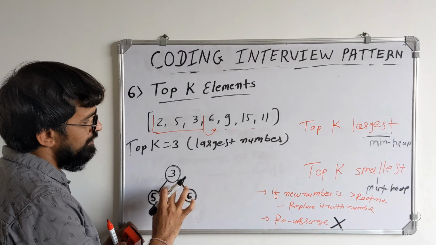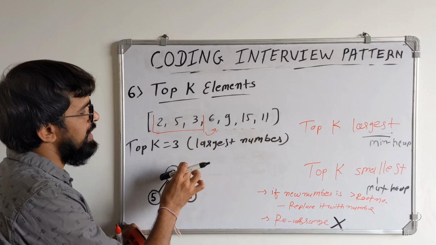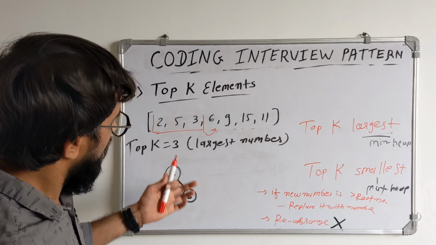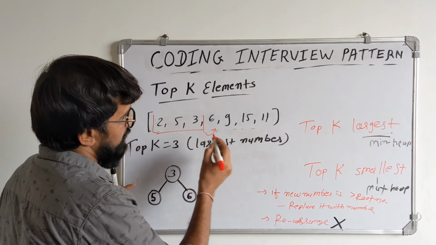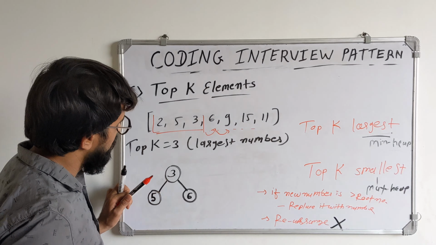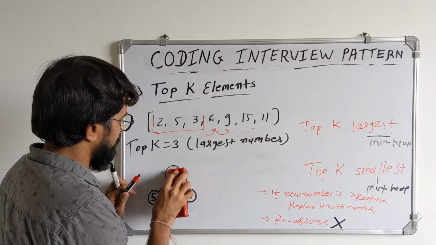We just insert the 6. It will rearrange. It will make sure that 3 is on the top, because 2 is sorted. If it is clear, then let's move to the new number. So we are getting 6. 6 is greater than 3. Okay, so we'll put the 6 here.